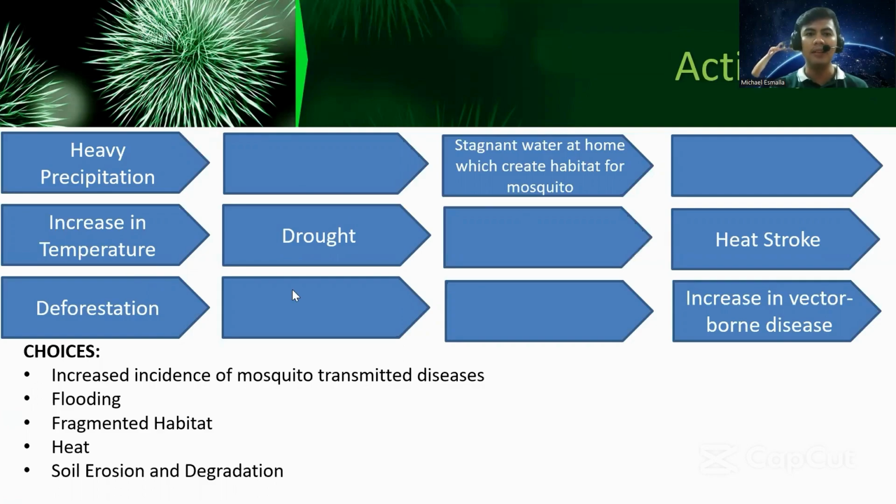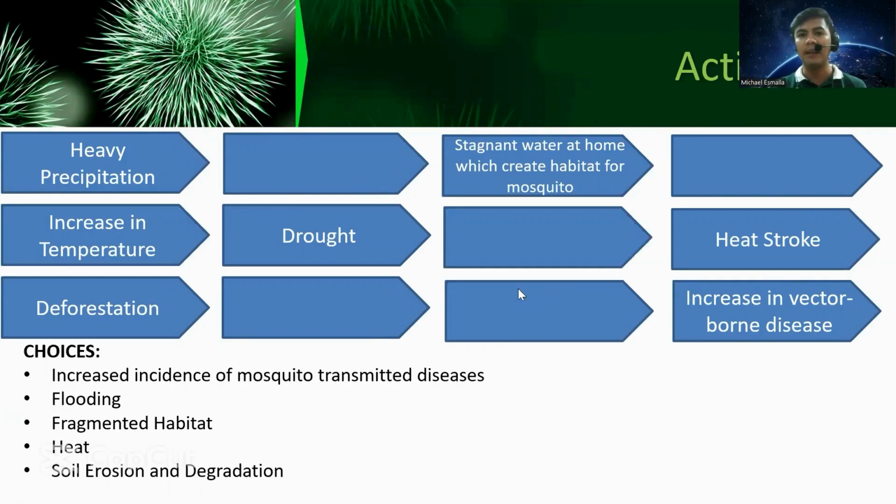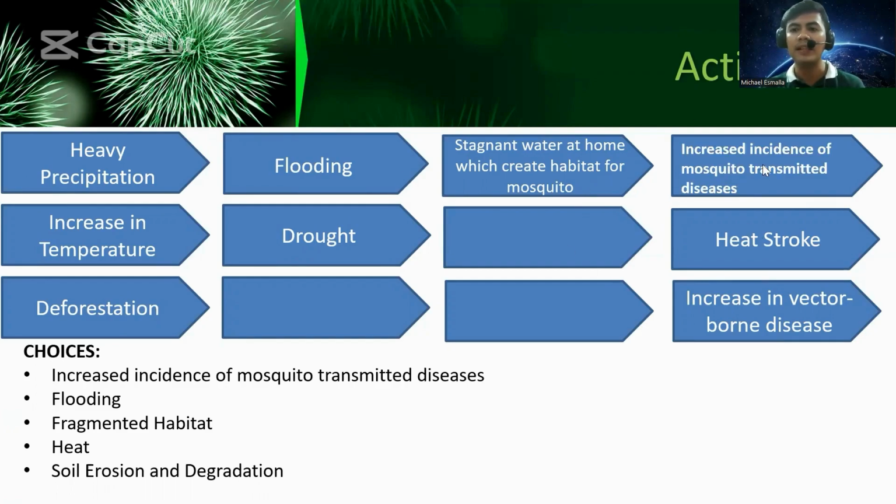So what are the possible environmental conditions that they can impose on our environment? For heavy precipitation, what is your answer? All right, so it's very obvious: flooding. If there would be heavy precipitation, it is most likely that the area would flood. And then because of flooding, there would be stagnant water at home, which creates a habitat for mosquitoes. Because of that, there would be an increased incidence of mosquito-transmitted diseases.